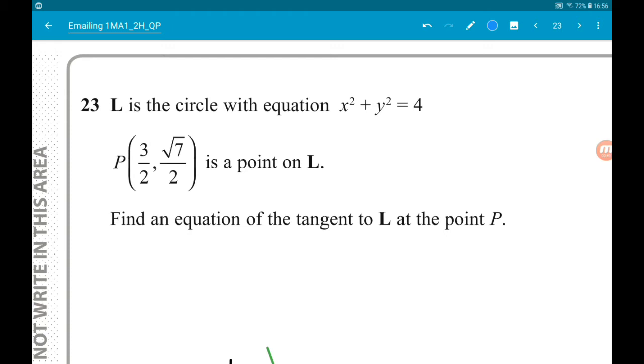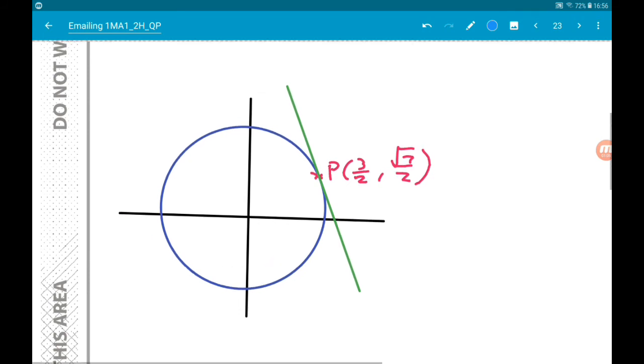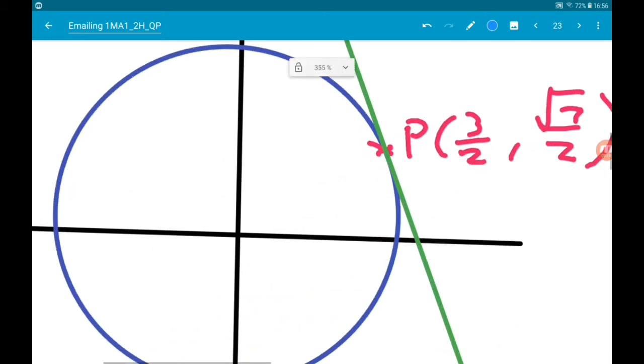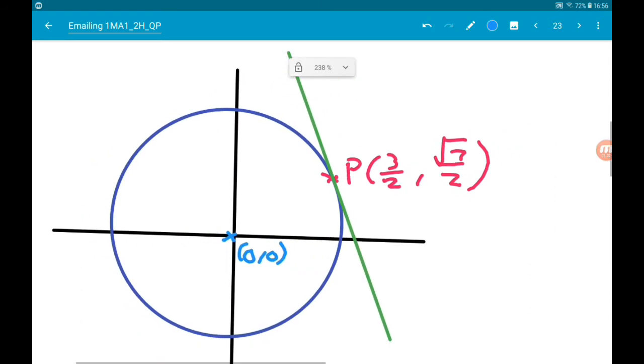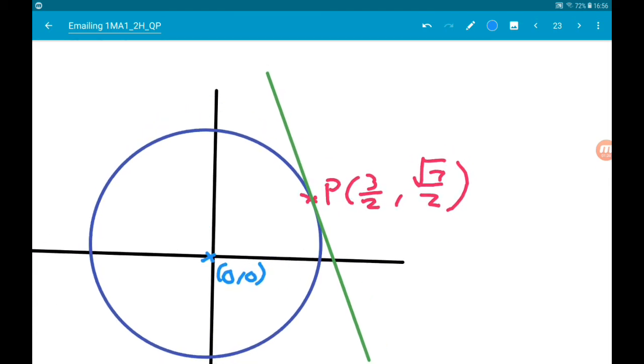Okay, so why have they got surds involved? Why are they so horrible? No one knows, but no point complaining. So, first thing I would recommend is a sketch. So, as I said, our circle is centred at the point 0, 0. So, here. Now, P is somewhere in the positive part of the graph, 3/2, root 7 over 2, and the green line is the tangent.